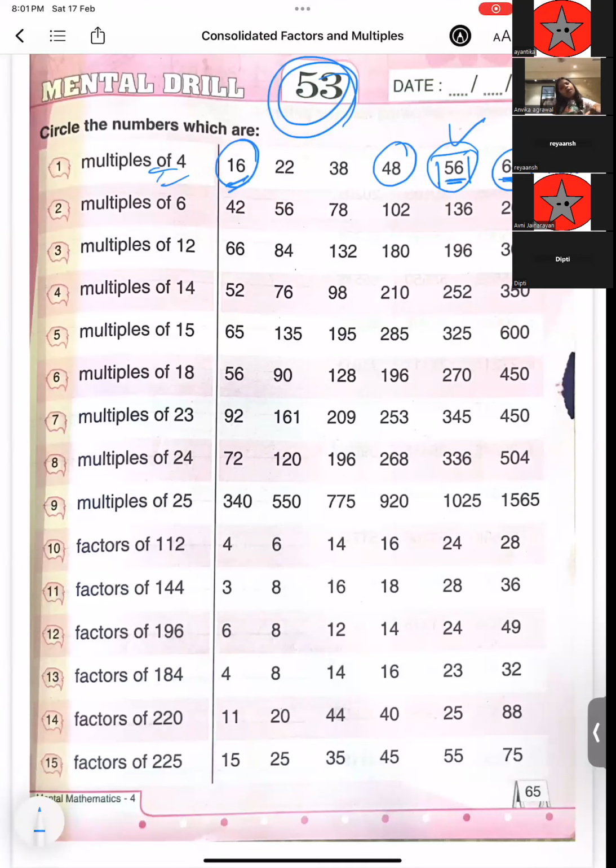Now again multiples of 6. What do we have to check? For multiples of 6, you have to check if it is coming in the table of 3 and 2. And it becomes so easy. 42, yes. 56. Do you think 56 is divisible by 2? Yes, ma'am, but not 3. 56 is an even number, so divisible by 2. For 3, 5 plus 6 is 11, and 11 is not divisible by 3. Let's do for 78.